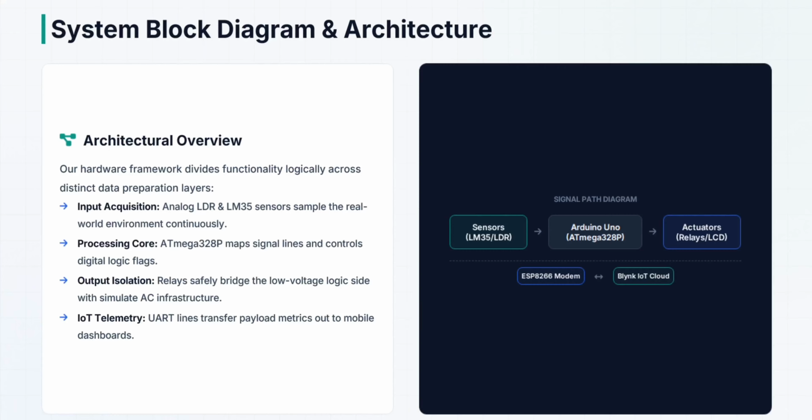Finally, we have the communication bridge. The Arduino communicates with the ESP8266 Wi-Fi module over a serial UART interface using AT commands. The ESP8266 connects to the local access point and synchronizes our variables with the Blynk cloud. The cloud then reflects this data onto the custom smartphone dashboard, completing a full closed loop IoT system.